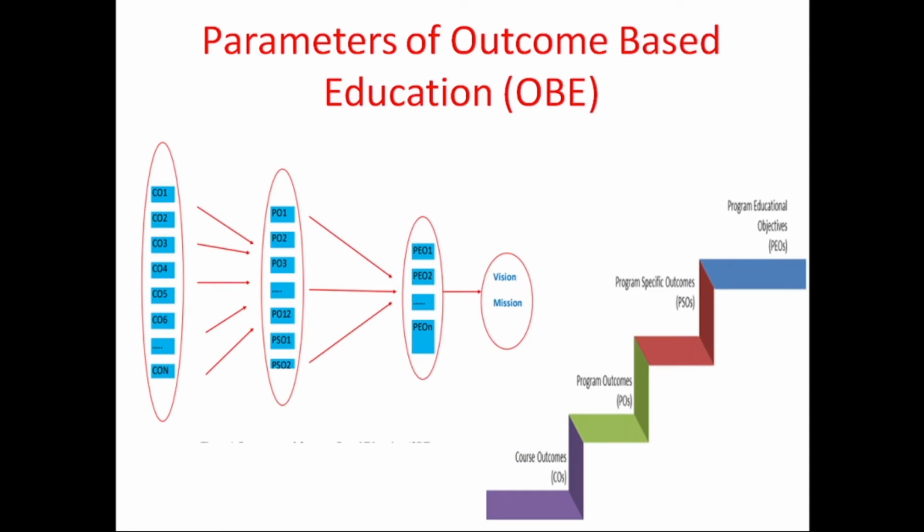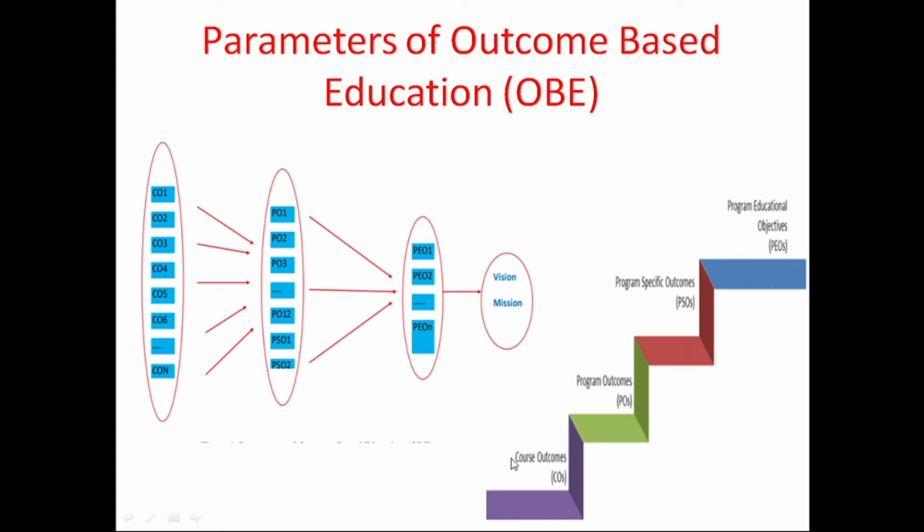There are different parameters of outcome based education, starting with CO, PO, PEO, to attain the vision and mission of the institution. You know the ladder, you know the steps. The first step is the course outcome. We have a department level committee. We have to define our curriculum, our syllabus, and also write the COs. These COs are framed based on the Bloom taxonomy levels, from remembering, understanding, applying, analyzing, evaluating, and creating.